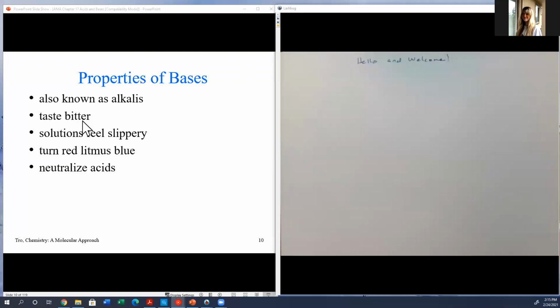Wait, Tro, what about grapefruit? They're pretty bitter, but aren't they also acidic too? Yeah, so surprisingly, you can sometimes have both. You can have the acidic taste and the bitter taste from a base, and even though they neutralize each other to some degree, the flavors aren't completely neutralized.